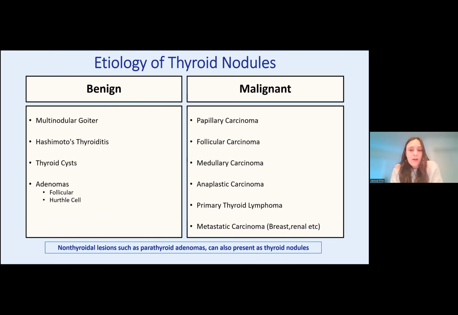And then our malignant thyroid nodules are your papillary, follicular, medullary, and anaplastic carcinomas, the common bucket of all your thyroid cancers. They also include primary thyroid lymphoma and, very rarely, metastatic carcinomas, which most commonly have been described as breast and renal mets. The other thing to keep in mind when you have a patient with a thyroid nodule is to think of non-thyroidal lesions in the area that can be mistaken for a thyroid nodule. For example, the parathyroid glands can also be confused for thyroid nodules on physical exam.